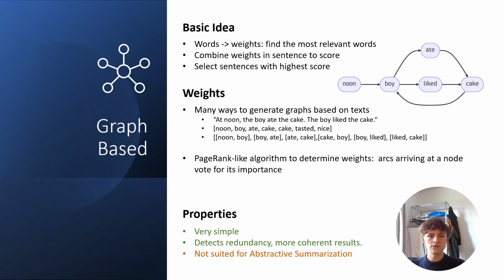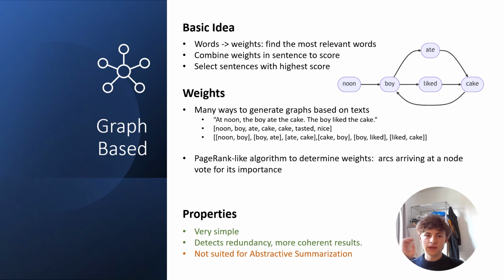PageRank is the first algorithm that Google used to determine the importance of web pages. And the idea is that the amount of arcs that end in a node determine its weight. So in this example, there's two arcs ending in boy and cake, meaning these two would have the highest weight.